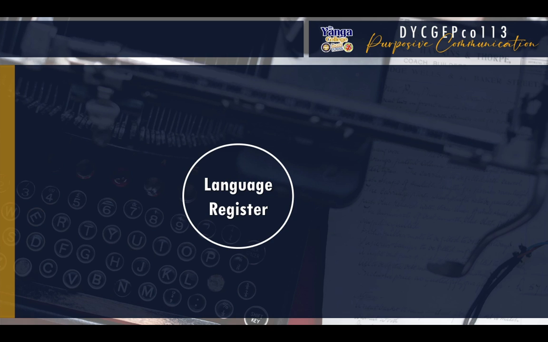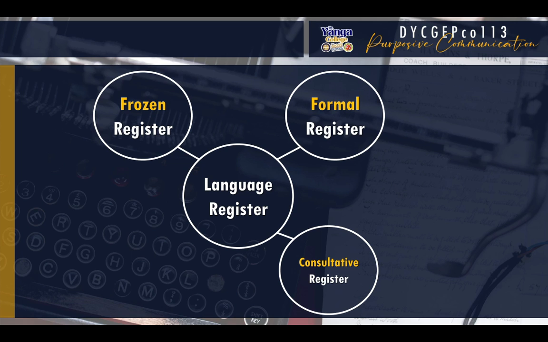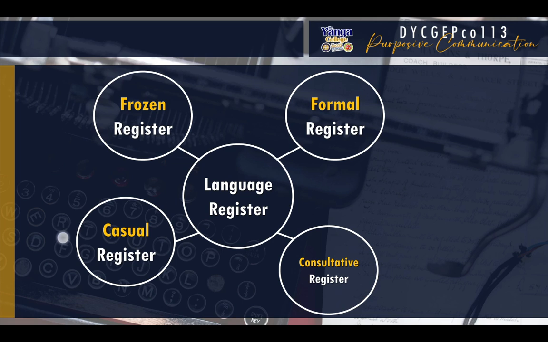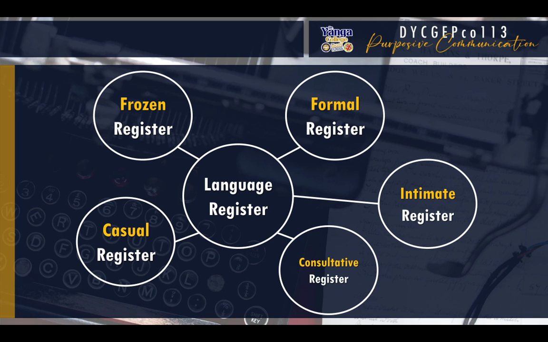Now, let's talk about the different types of language register. Of course, we have a frozen register, and then we have the formal register, and then we have the consultative register, followed by the casual register, and the last one, the intimate register. From the word intimate, siguro you're somehow with ideas about what this register is all about.